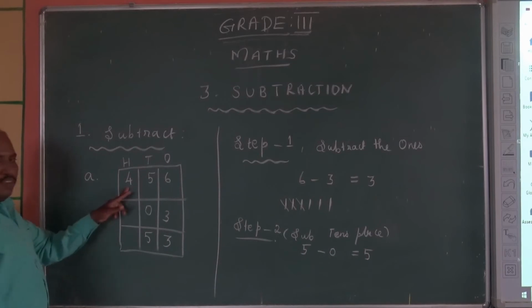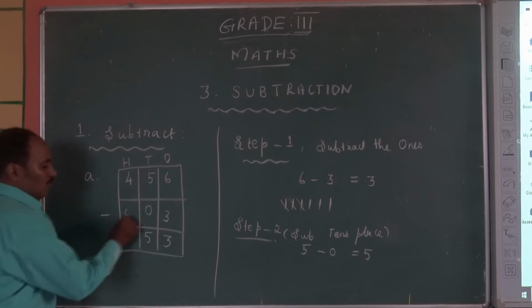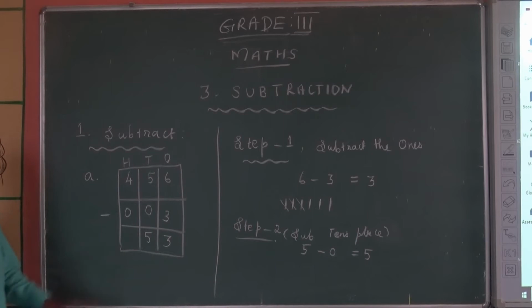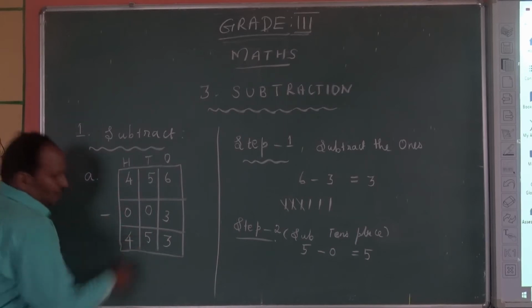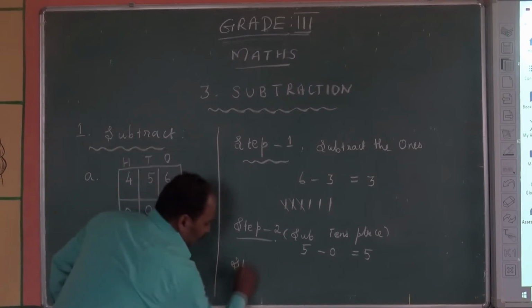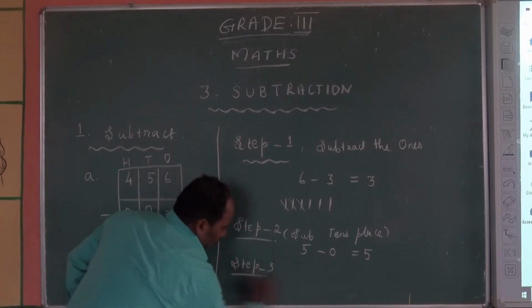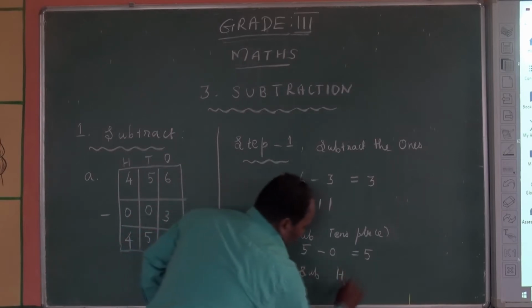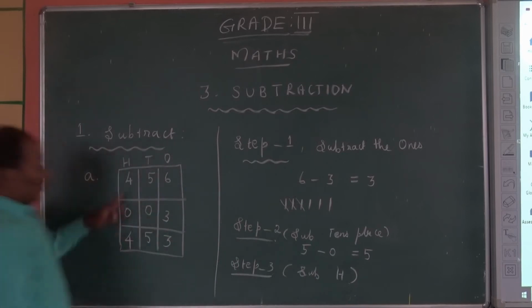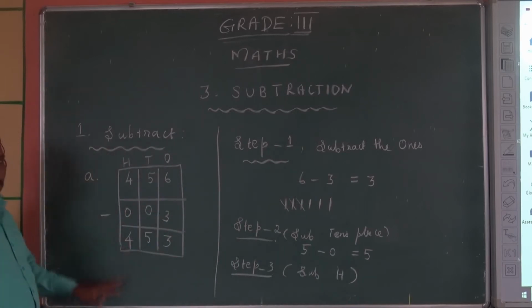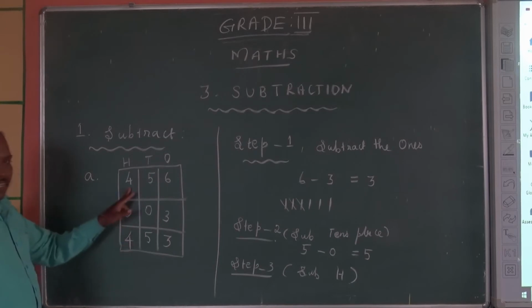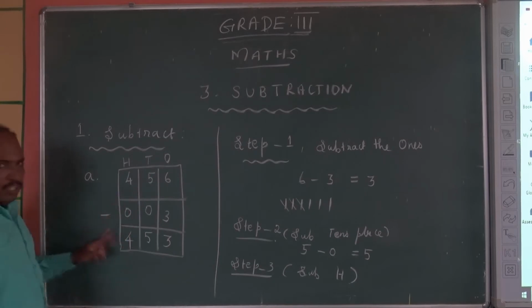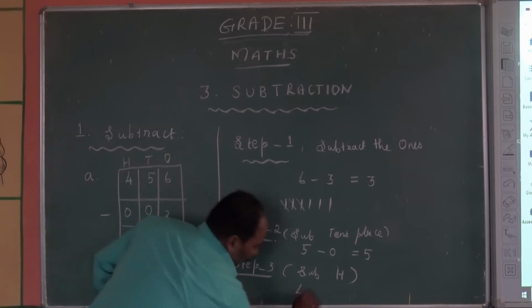Next one, 4 minus here empty. So we take 0. 0 is nothing. So 4 minus 0 is equal to 4. Step 3, subtract hundreds place. 4 minus 0 is equal to 4.